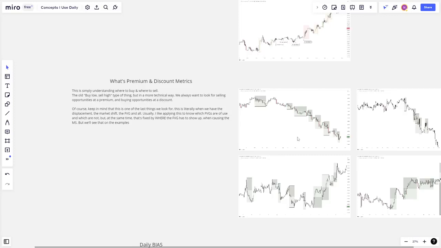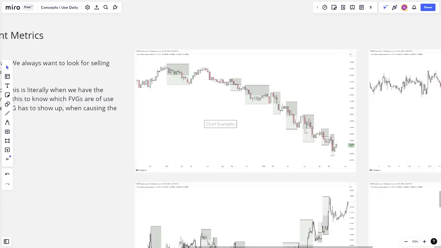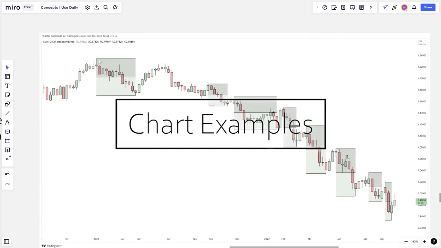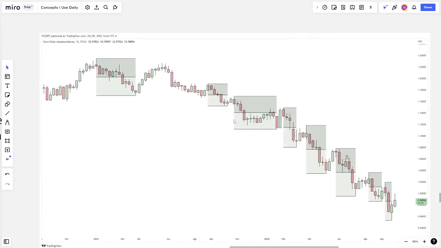And of course, keep in mind that this is one of the last things that we actually look for. This is literally when we have the displacement, the market shift, the fair value gap, and everything, right? Usually I like applying this to know which fair value gaps are of use and which are not. But at the same time that's actually fixed by other metrics that we use, provided of course by ICT. Now this box that you see is simply Fibonacci, right? The line that is literally on the middle is the 50% retracement.